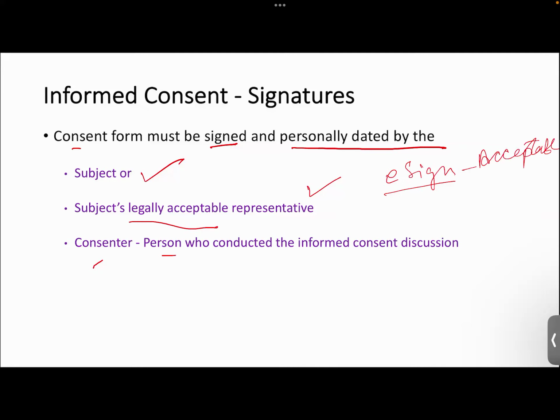So we are becoming more innovative. We are trying to include the technology as we are growing. So the subject should sign, or their legally acceptable representative if the subject is not giving the consent, as well as the consenter who is taking the consent.